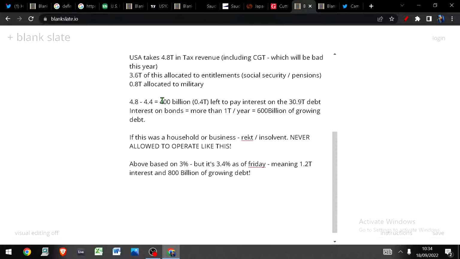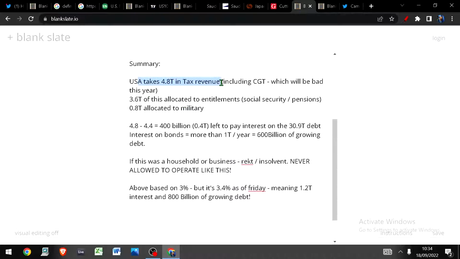So here is the maths in summary from the beginning. The USA takes 4.8 trillion in tax revenue, including capital gains tax, which of course we know is going to be bad this year. 3.6 trillion of this is allocated to entitlements, social security, pensions, etc. And 0.8 trillion is allocated to the military spending. So 4.8 trillion minus the sum of these two is 400 billion left, or 0.4 trillion, left to pay the interest on their 30.9 trillion of debt. The interest on their bonds is more than $1 trillion a year, meaning they have 600 billion of growing debt.